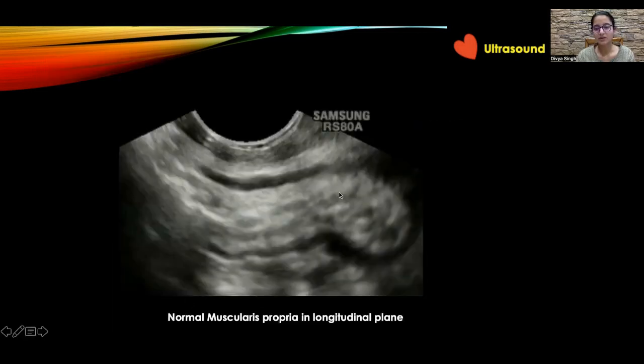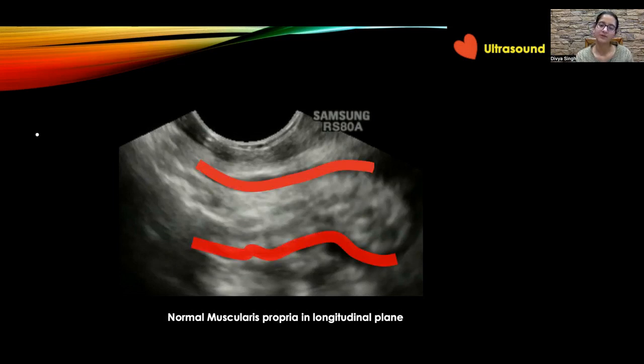Now, this is a still image that we've taken from the previous clip, just to show you again the longitudinal section of the rectum and to highlight how the normal muscularis propria should look. So this is how a normal muscularis propria looks in the longitudinal plane. And again, we are interested in the anterior rectal wall, that is the anterior muscularis propria next to the transvaginal probe when we are scanning a patient for deep infiltrating endometriosis.